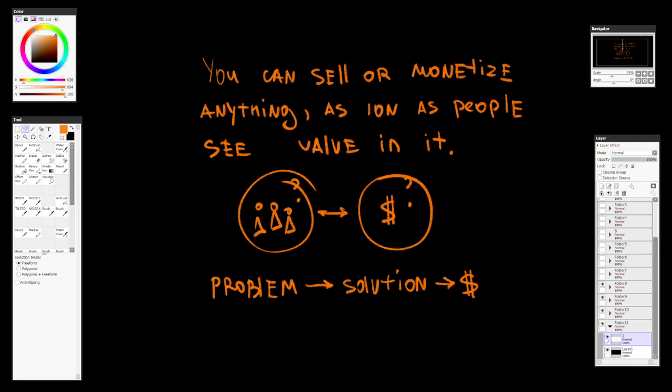the bottom line is this. You can sell or monetize anything as long as people see value in it. The real question then becomes how much and to how many. It's just that in our world, the majority of value is delivered through attention. And an even better statement for me personally is this: you dedicate yourself to solving a problem in the world. The more important the problem, and the better you are at solving it, the more money people will be willing to pay to solve it.